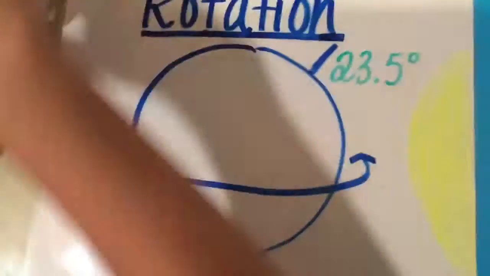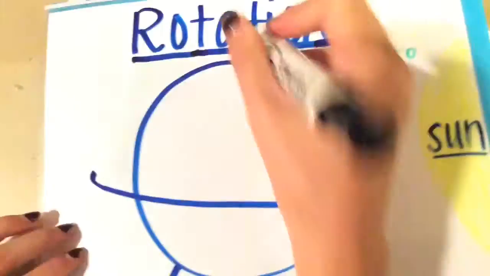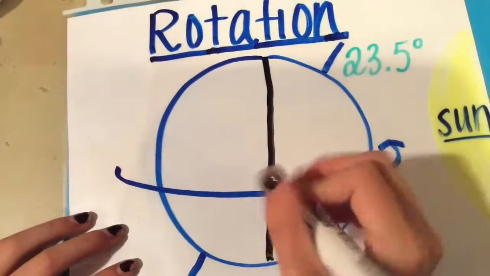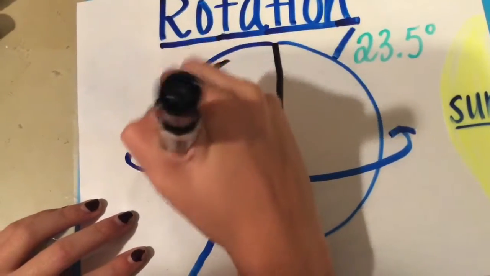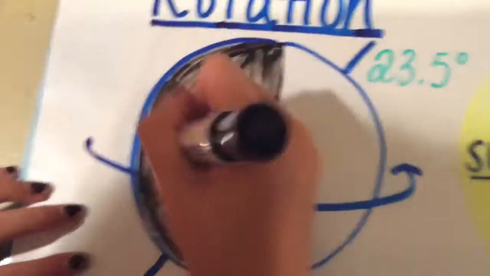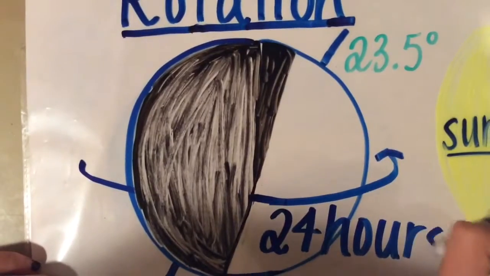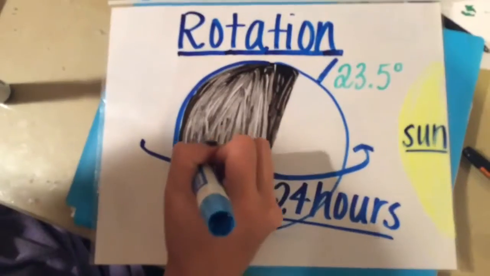In this example, the Sun is located to the right of Earth, and the rays hitting Earth result in half of the Earth experiencing night and the other half experiencing day. It takes 24 hours for Earth to rotate.